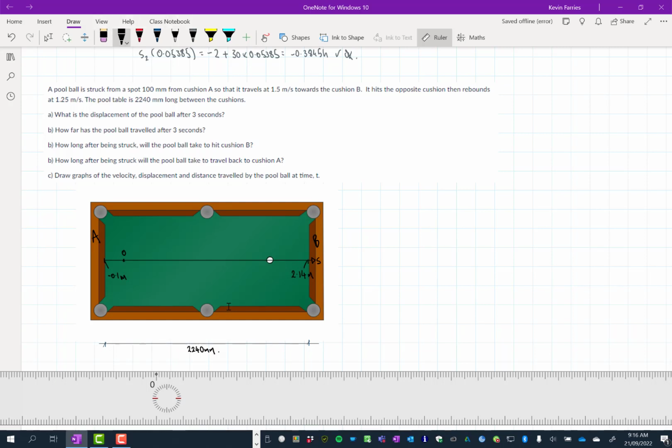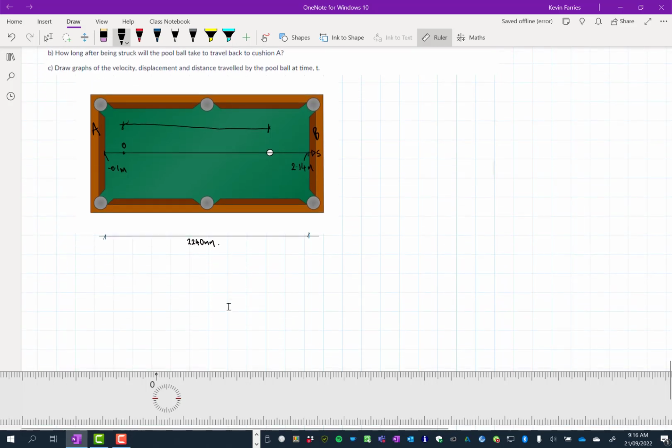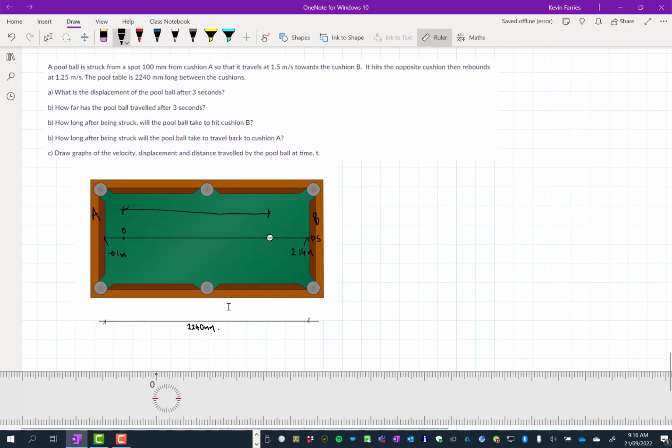So that was our starting point here. The displacement at time t is this distance, so the distance relative to O. But the distance travelled, so how far has the pool ball travelled? It's going to be this distance to get all the way to here, and then plus this distance to get back to here. So the two things are different.